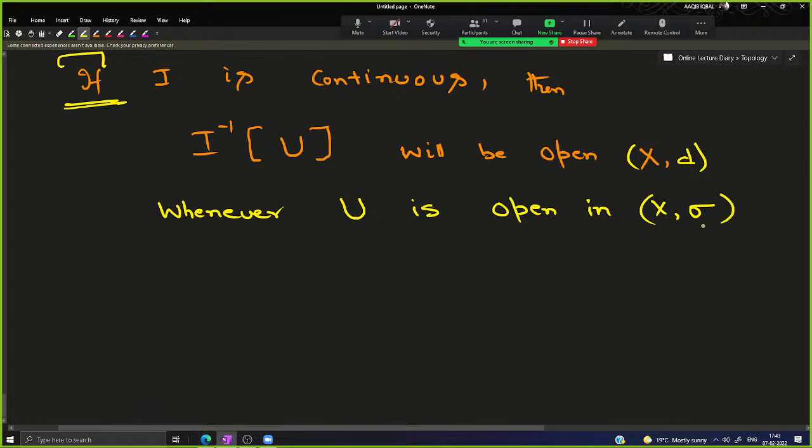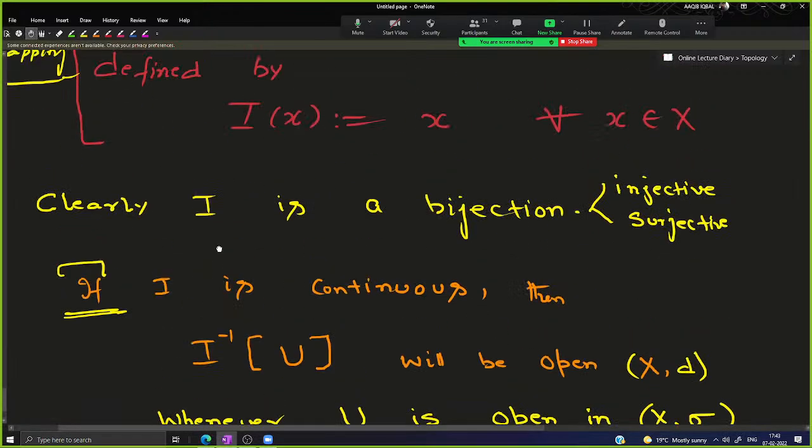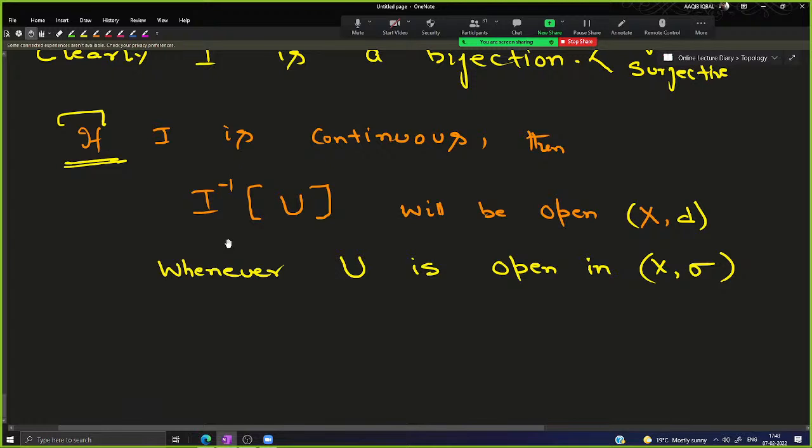अगर मैंने कभी रो कहा होगा वो गलती है मेरी, it is actually sigma, ठीक है? Yes sir, ये होगा I inverse u, it will be open in xd whenever u is open in x sigma. That means whenever this is an open subset of x sigma, because ये एक different metric space है, तो इसकी जो इमेज है, actually not image, इसकी जो inverse image function associated with I, it will be open in xd, ठीक?